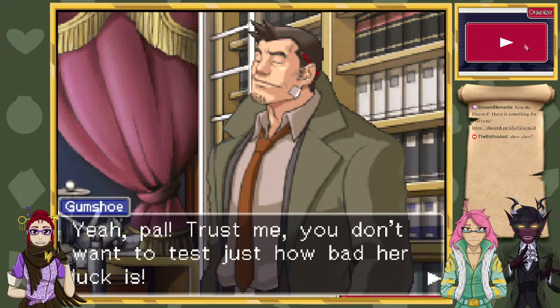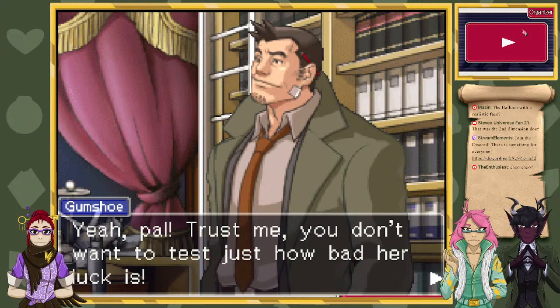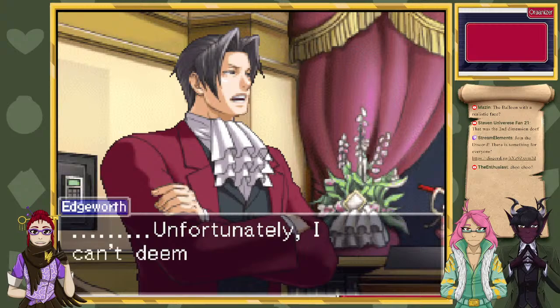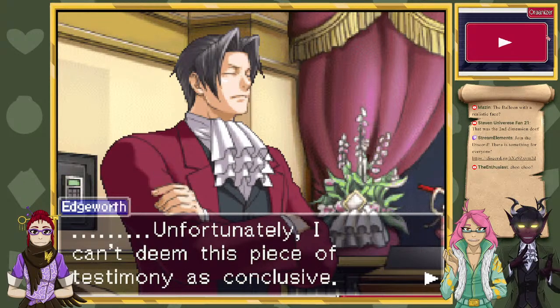Trust me, pal. If stuff disappears, it's because it got stolen. You don't want to test just how bad my luck is. Yeah, there you go. He looks so smug there. Look at how smug he looks. It's the slanted mouth. No, I'm not talking about Balloonie.